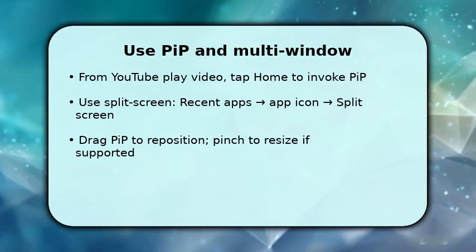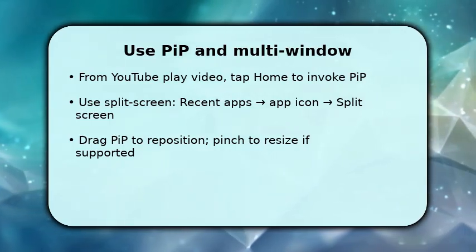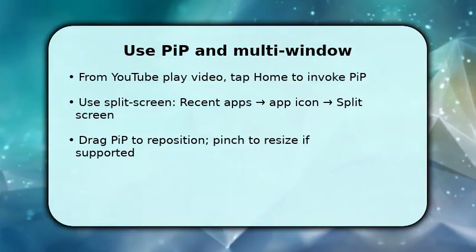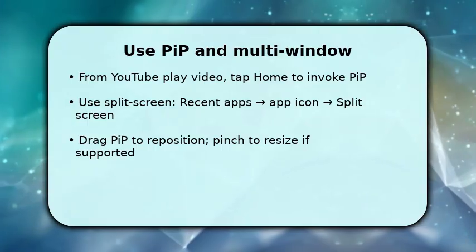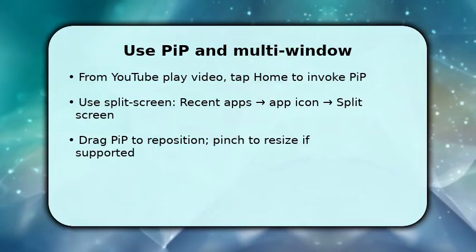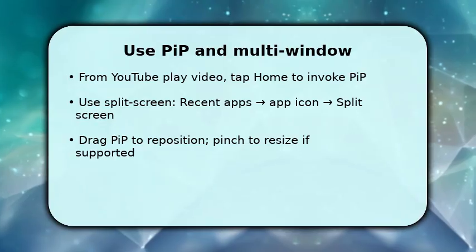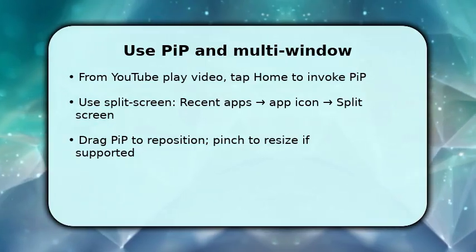To use split screen, open Recent Apps, tap the app icon and select Split Screen, then choose the second app. Once set, you'll have a resizable Pi-P over one window while the other app stays interactive. If the video stops, tap the Pi-P to reopen controls and resume playback.